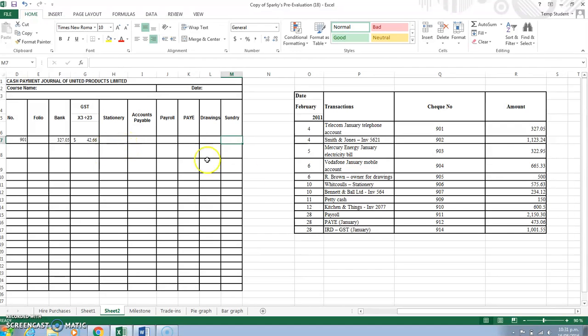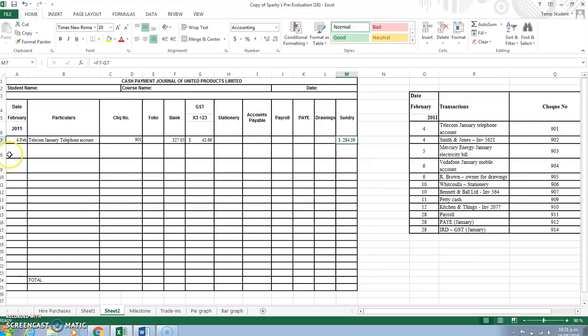So for the January telephone account, we need to figure out which column it falls under, and I've chosen sundry only because it doesn't relate to any of these other columns, so it's just miscellaneous. So we basically need to find the calculation for this one. It's equal, and we take our bank and minus our GST, and that will give us the amount there. Okay, so let's work on the next one.